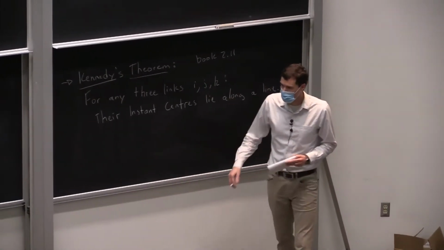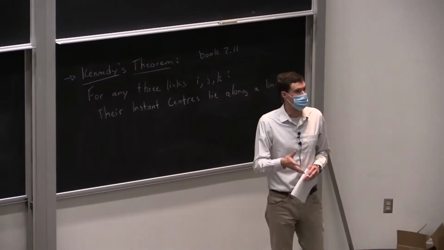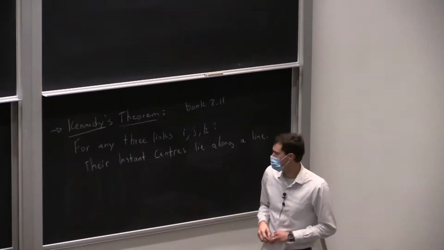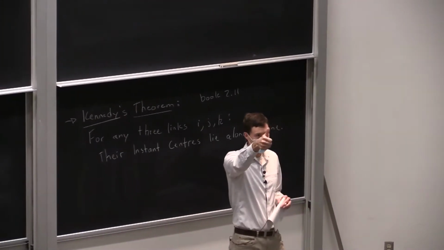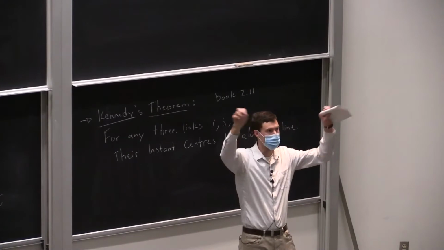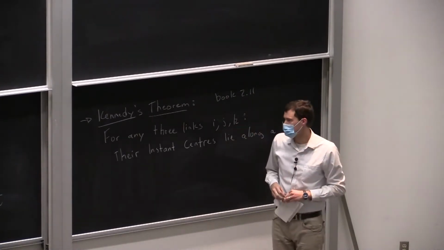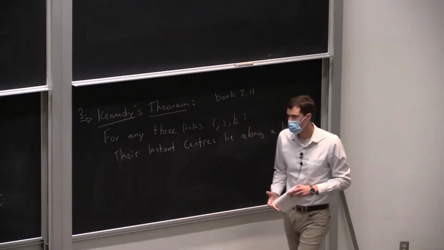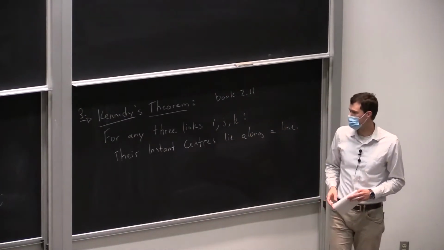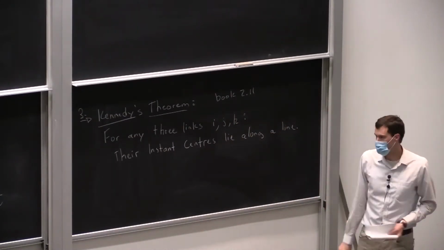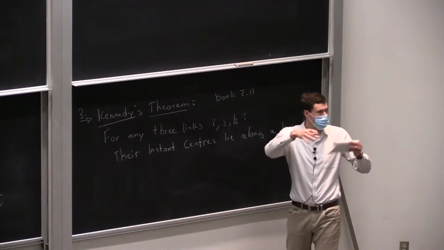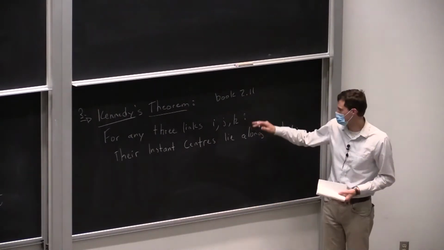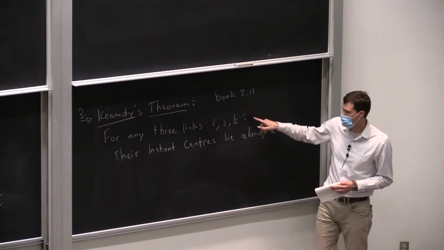Okay, so I gave you some techniques in lecture for finding instance centers. The first was using kinematic pairs. The second was drawing two velocity vectors. And our third method for finding instance centers is called Kennedy's theorem. So this is kind of a strange thing. If you plot out a bunch of instance centers for real mechanisms, you'll see that this is always true.